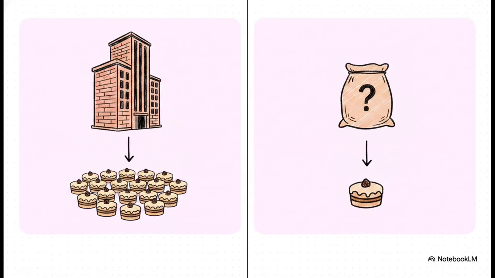And here is where the contrast gets super fascinating. Think about the unit economics for a second. While a fixed cost, like your monthly rent, actually gets cheaper per cake as you bake a higher volume of them, the variable cost of the ingredients for each individual cake stays exactly the same.